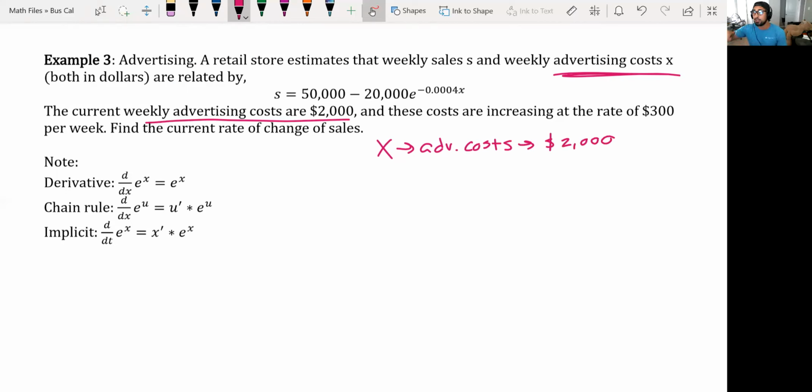And these costs are increasing at a rate of $300. X represents cost, but now the cost is increasing at a rate. There's the key word, rate, which means they're giving us X prime. So rate increase.